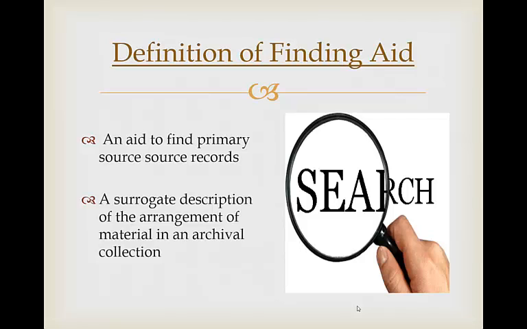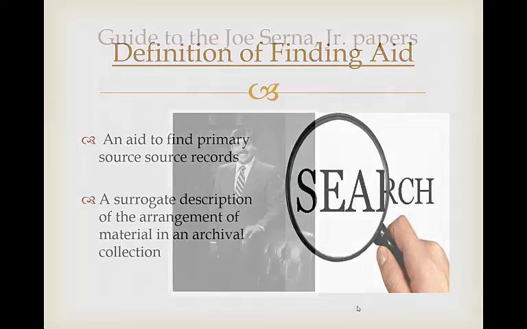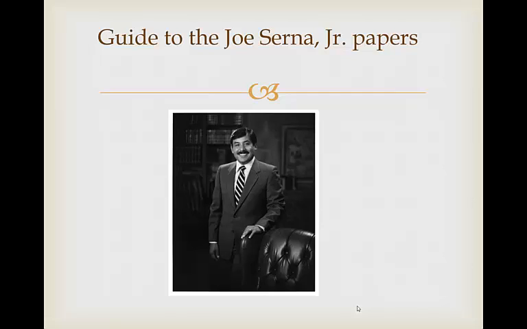They are surrogate descriptions of the physical arrangement of the records. Finding aids also provide technical, administrative, and general descriptive information about collections. Let's take a look at a typical finding aid. The finding aid I'm going to review is for Joe Serna Jr. He was a professor of government at Sacramento State University, and he was the mayor of Sacramento as well.